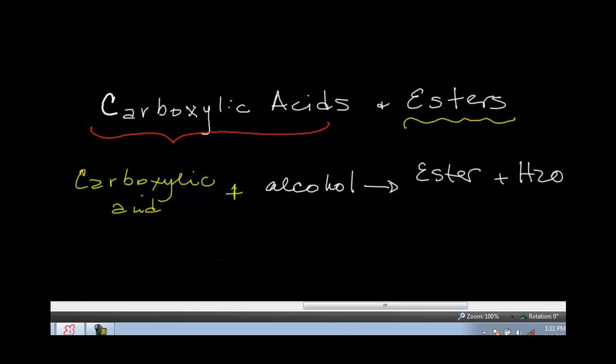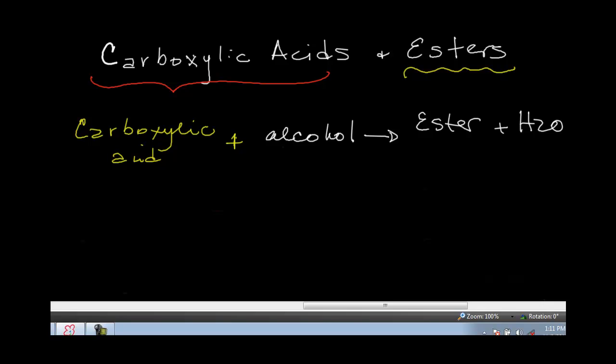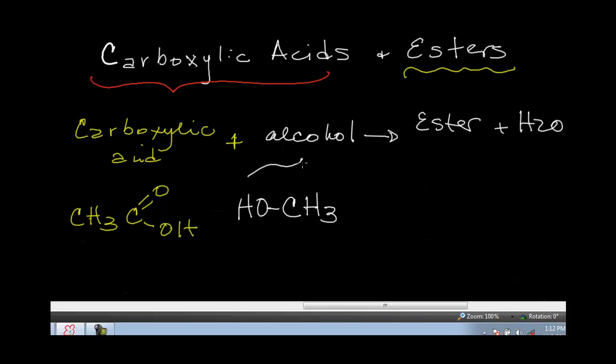Let's see what we mean by this. Let's go ahead and write a carboxylic acid like ethanoic acid: CH3, C double bond O, single bond OH. And let's combine that with methanol. Methanol has how many carbons? 1 carbon. And how many OH groups? Only 1. So this is my alcohol, and this is my carboxylic acid.